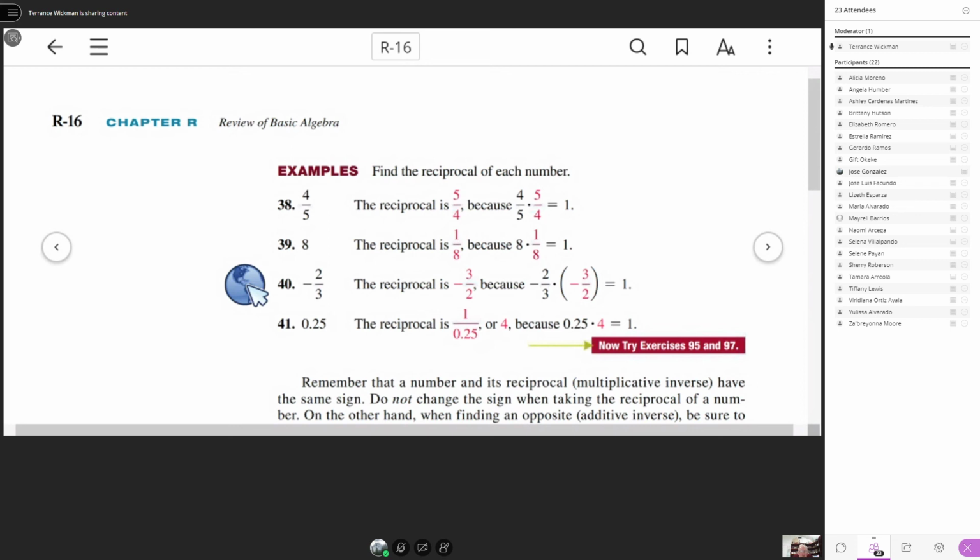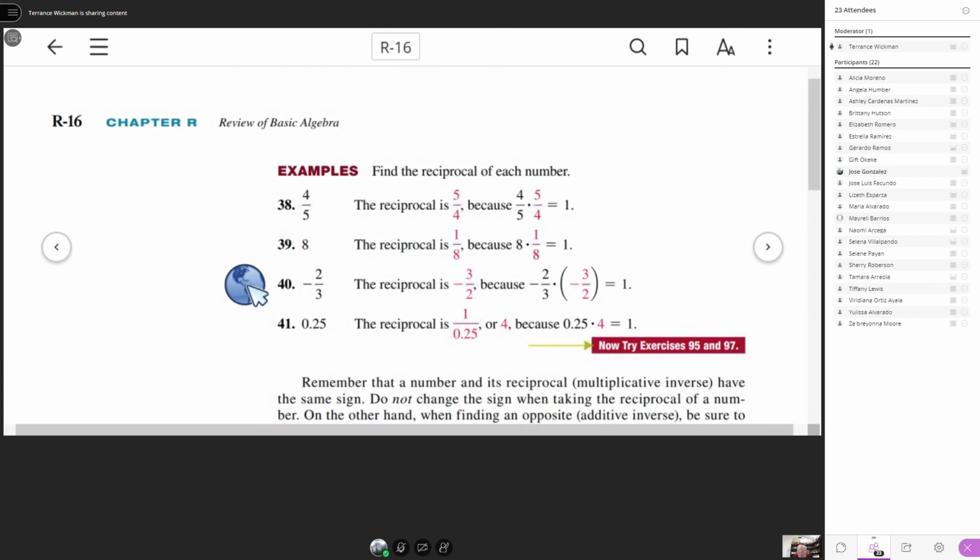So number 39 is technically one of the trickier ones. 8 is technically 8/1. When you flip it, it becomes 1/8. Now, the reciprocal means you also keep the sign the same. So 40 is kind of tricky. When you flip it, it becomes 3/2, but it's still negative. But when you take a negative times a negative, it's a positive 1. So those are the only things you want to be careful of.